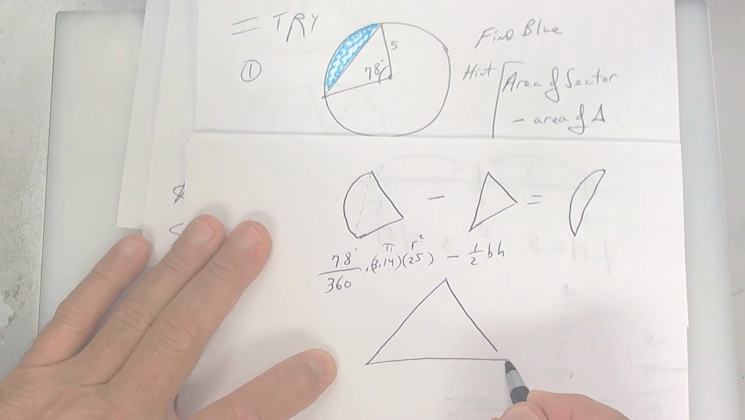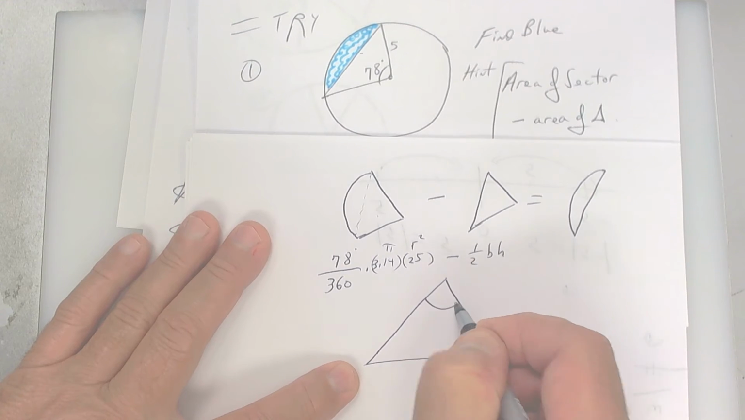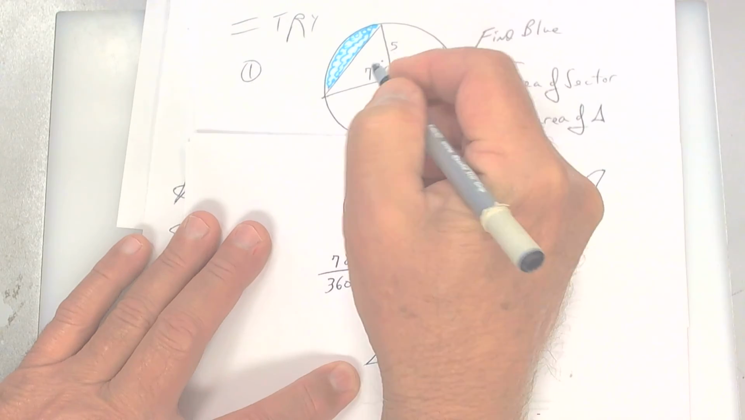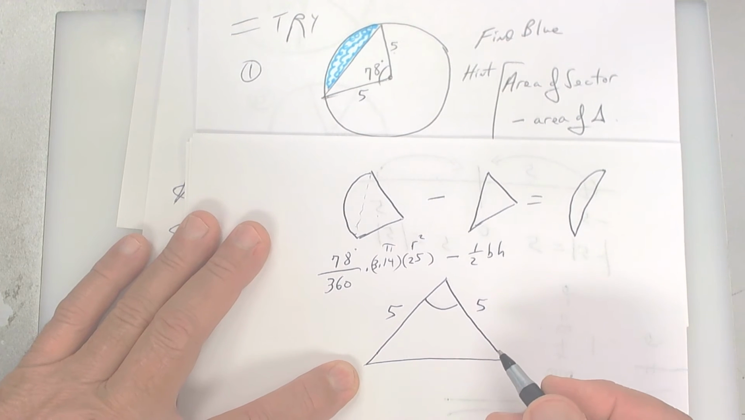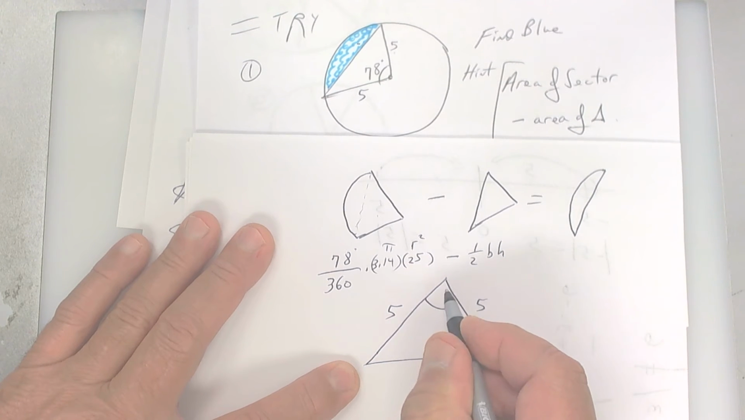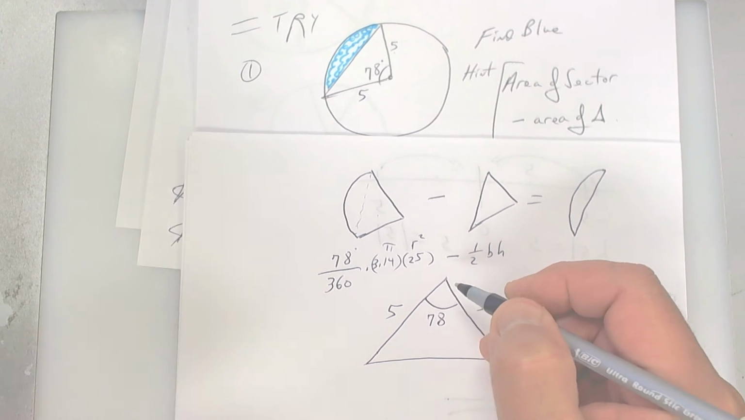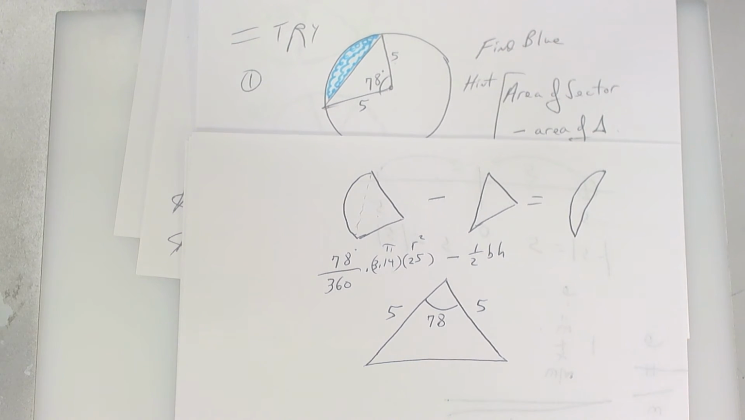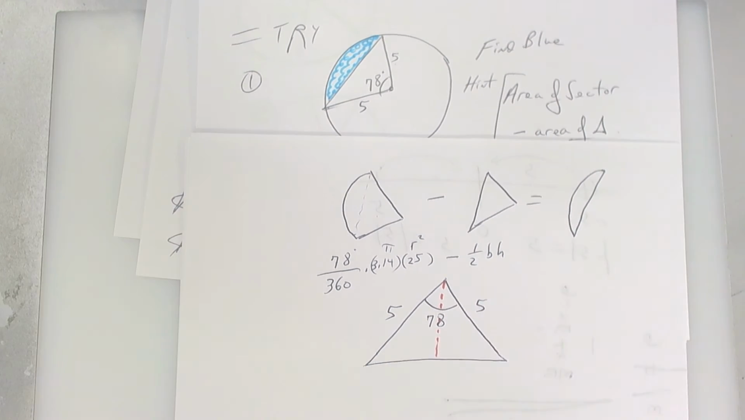Drop this down like this. Okay, we know that this is 78 degrees here. We know that this is 5 from here to here, but this is also 5 because it's a radius. So it's an isosceles triangle. So if this is 78 degrees, and we drop an altitude, I'm going to use a different color there. If we drop an altitude here, it's going to split that 78 in half. But remember, this angle is equal to this angle because it's an isosceles triangle.